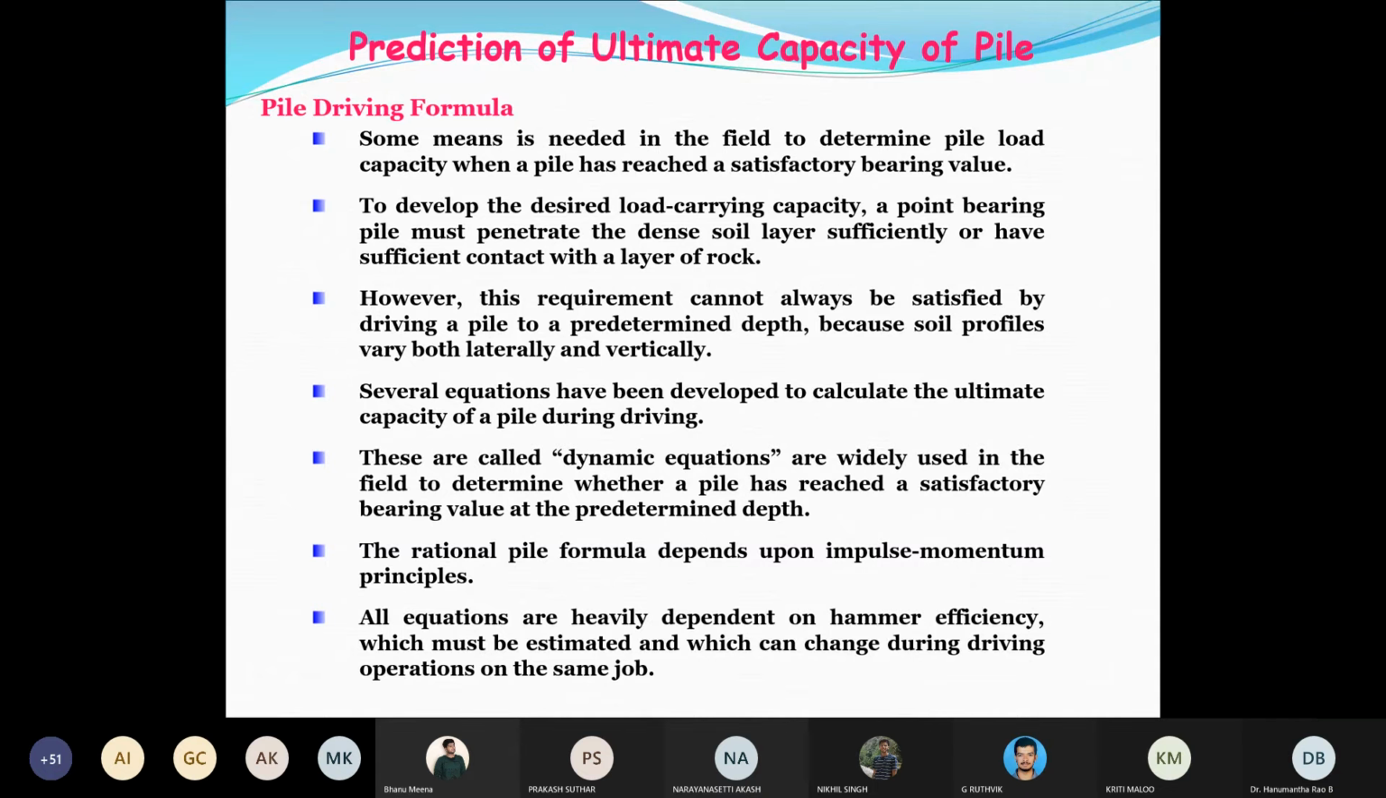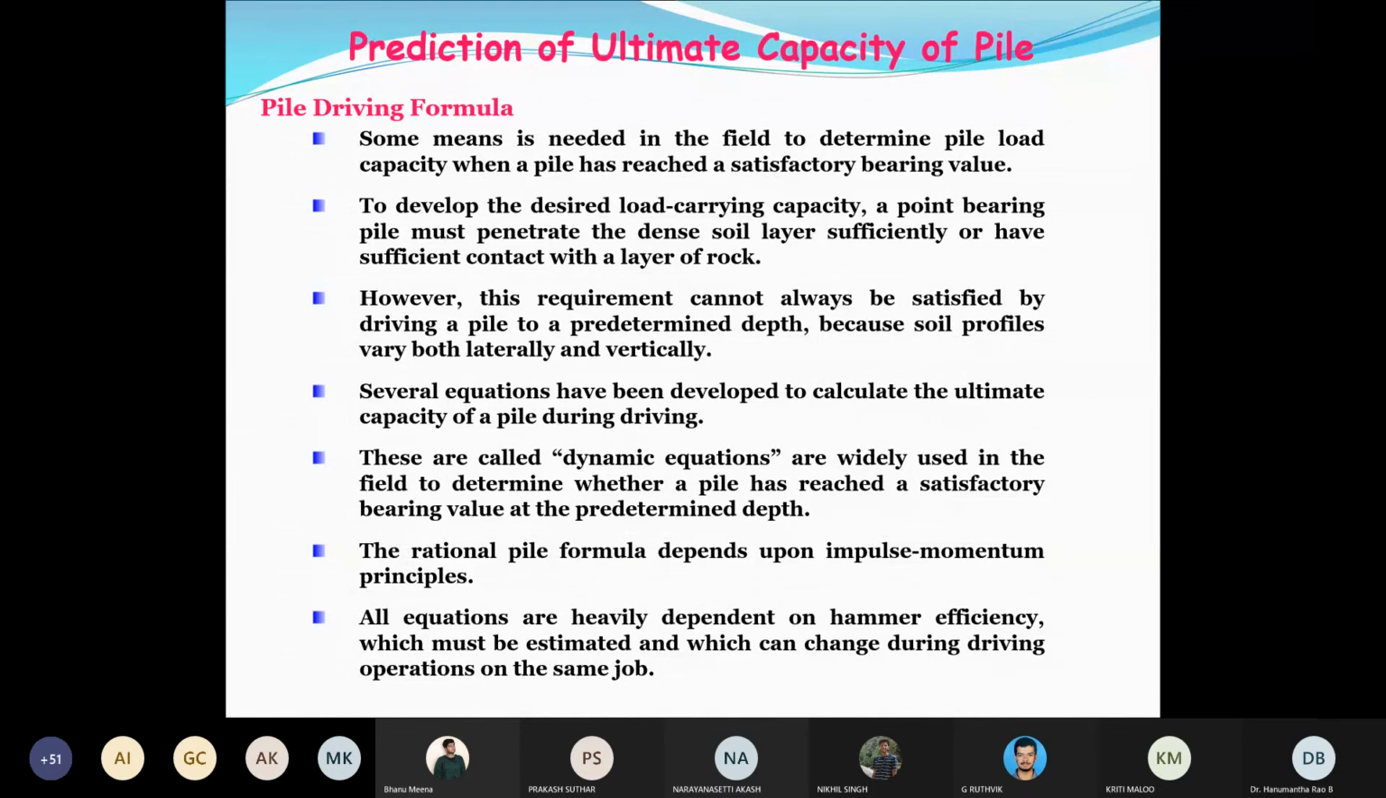Because of all these uncertainties, what we try to do is calculate the pile capacity, especially during the driving itself. Those are called pile driving formulas. Just imagine, these pile driving formulas come even before the pile load test, because if you want to do any pile load test, the pile has to be inserted into the ground first, and only then can you conduct the pile load test.